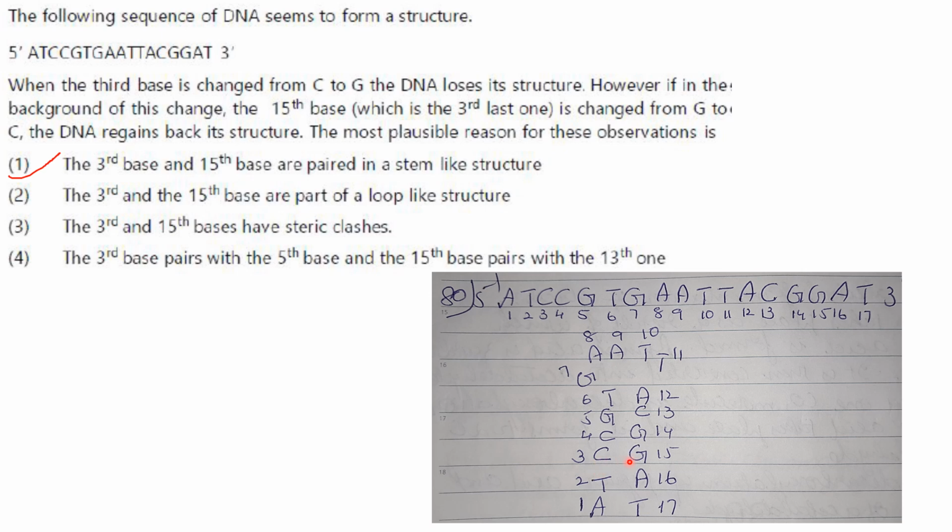Third and 15th base are part of the loop structure? Now the loop structure is this one. I didn't have much space to draw properly, that's why it's looking like this, but still I have made it. GAATT is the loop structure. The third and 15th bases have steric clashes? No. The third base with the 5th base and the 15th base with the 13th one? That is also not correct. The third base pairs with the 15th base. So the answer here is option 1.